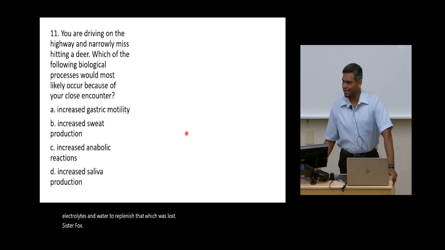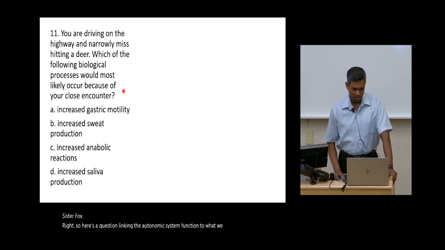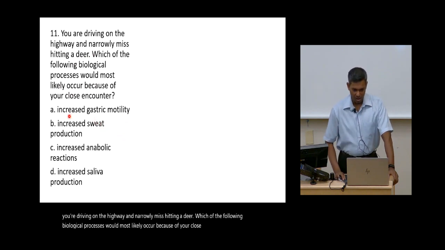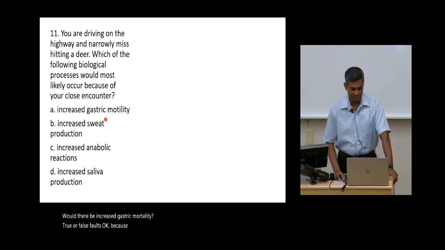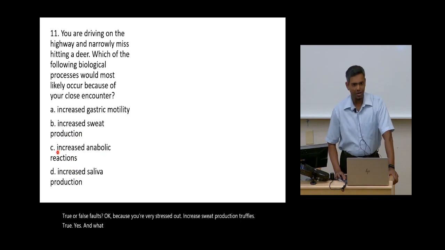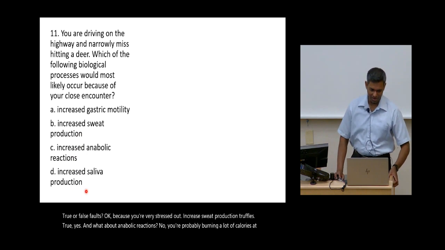So here's a question linking the autonomic system function to what we discussed. You're driving on the highway and narrowly miss hitting a deer. Which of the following biological processes would most likely occur because of your close encounter? Would there be increased gastric motility? True or false? False. Okay, because you are very stressed out. Increased sweat production? True or false? True. Yes. And what about anabolic reactions? No, you're probably burning a lot of calories at that time when you're super scared.